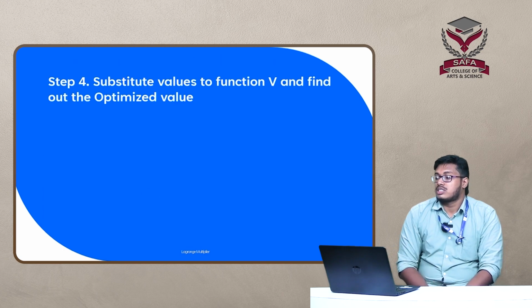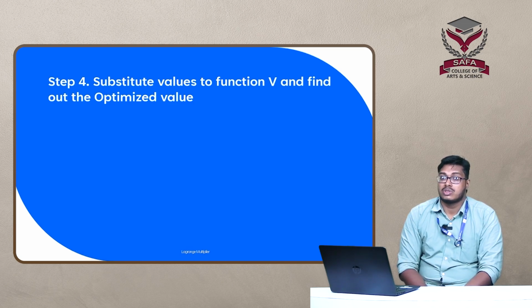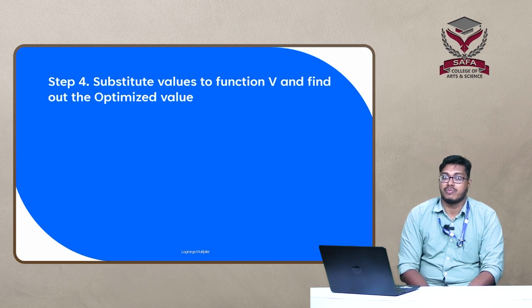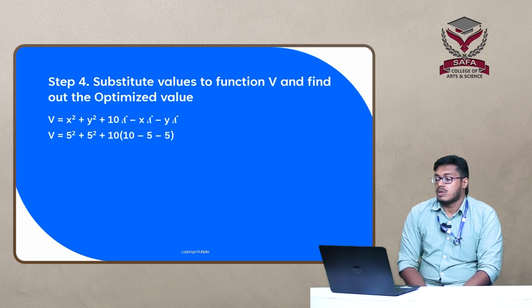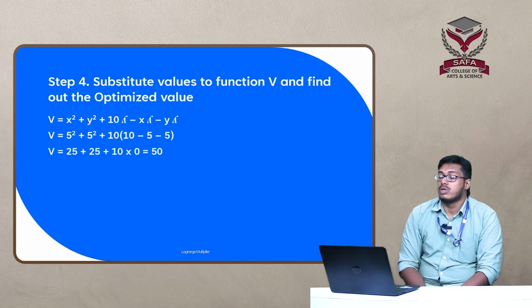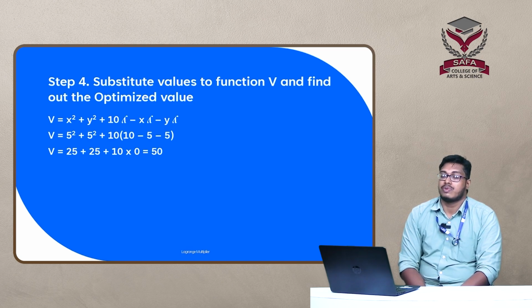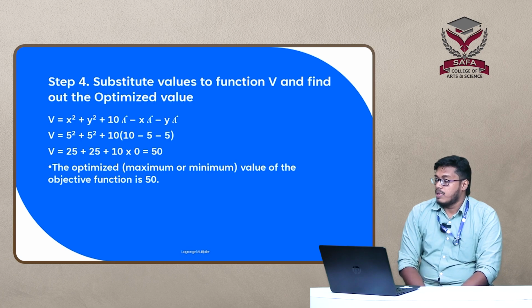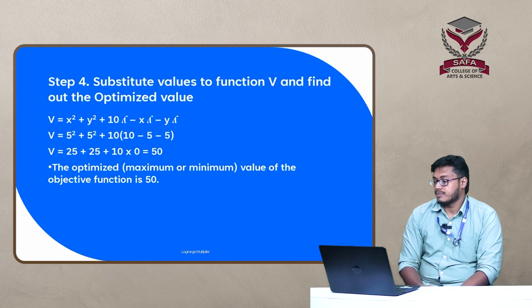Then step 4, substitute the values into the function v. We want to substitute the values of the variables and lambda into the new function v. Then we can get v is equal to 5 square plus 10 into 10 minus 5 minus 5. It will become 50. V is equal to 50. So the optimized value is 50, whether it is a minimized or maximized value.